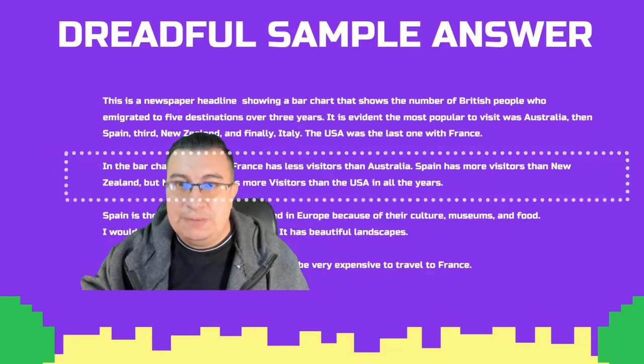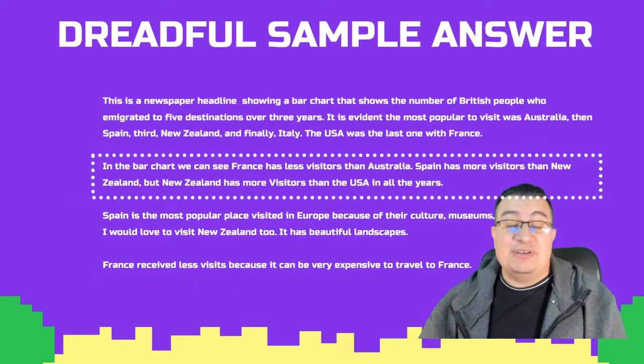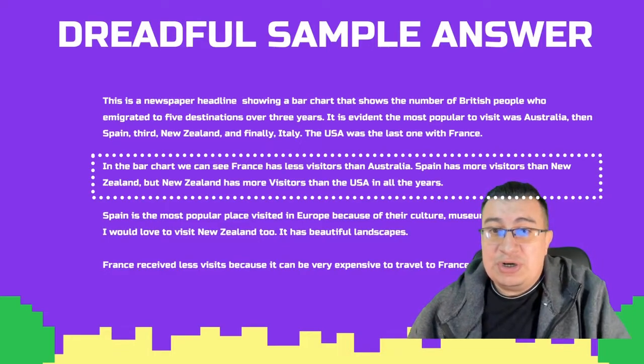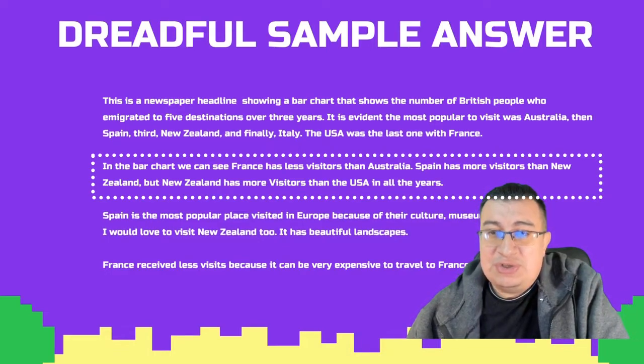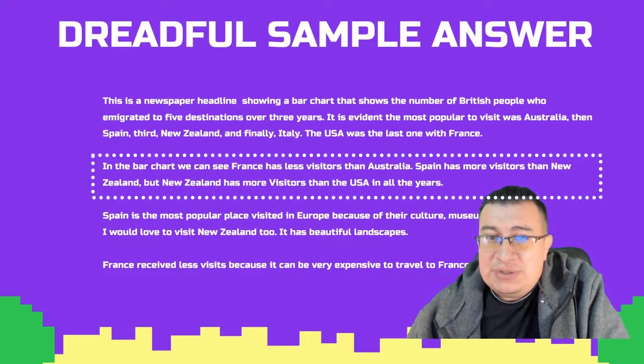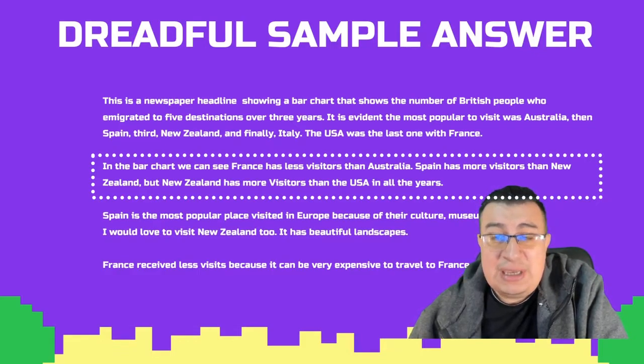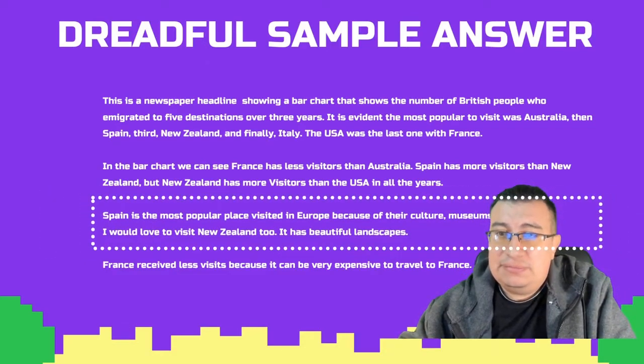Paragraph number 2. Well, the second paragraph doesn't look any better. In the bar chart we can see France has less visitors than Australia. Well, duh. Spain has more visitors than New Zealand, but New Zealand has more visitors than the USA in all the years. Yeah, the person only knows how to use present and comparative, so there is no connection between the lines, so cohesion goes down.